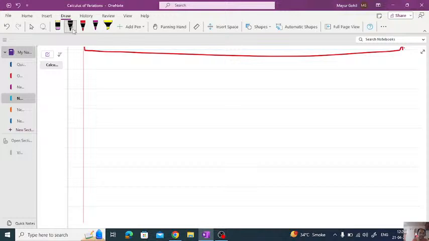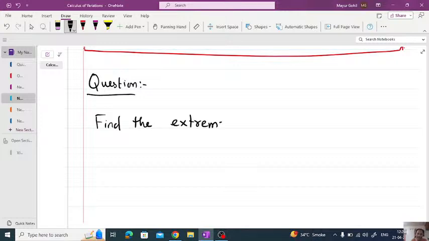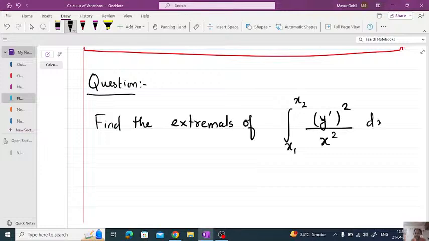Okay, so here let us take up the first question. Question in exam will be asked in this manner. Generally, this is what they ask. Find the extremals of the integral from x1 to x2 of (y dash)^2 divided by x^2 dx. So how are we supposed to handle this kind of question?